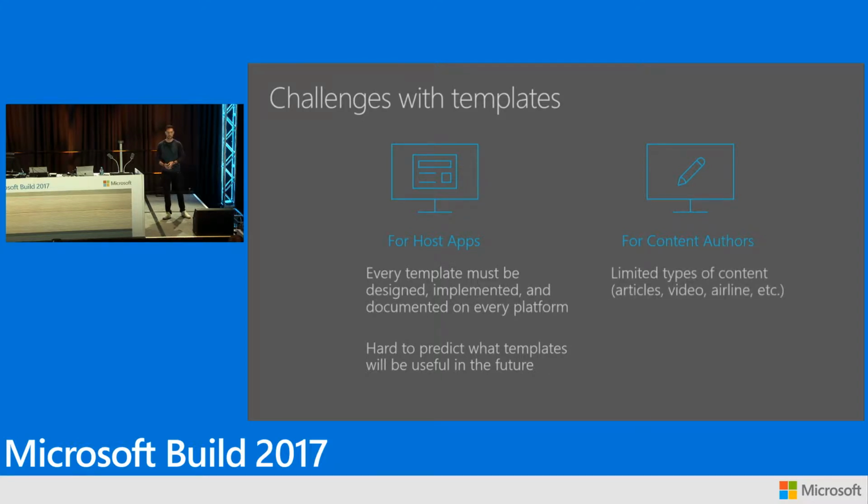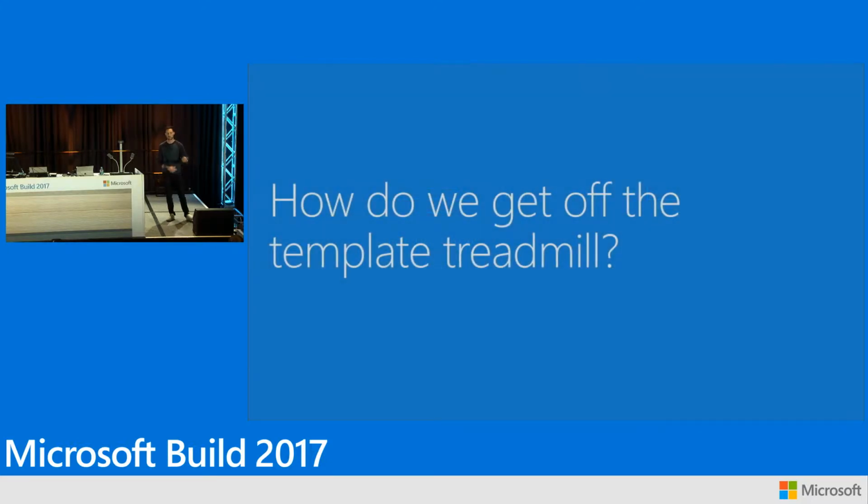And for these content authors, there's limited types of content that you can publish. There are right now articles, videos, airline stuff, books, things like this, very common things that you'd share, but that long tail is just not being addressed. And there's no ability to customize those templates. They're all going to look pretty much the same. So how do we get off this template treadmill?